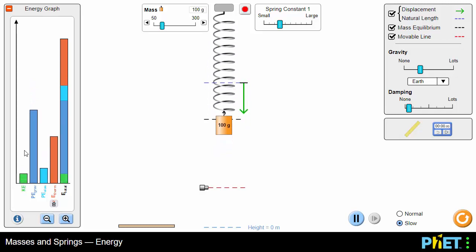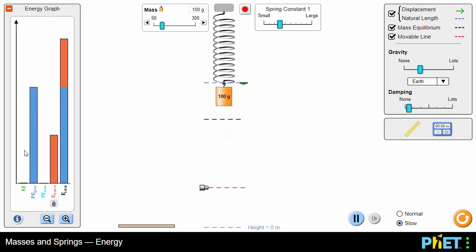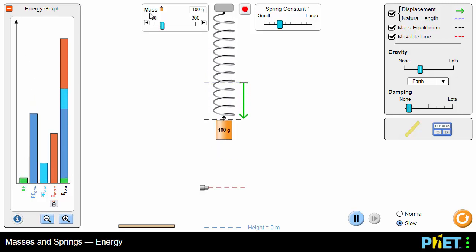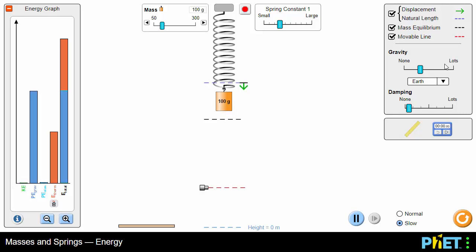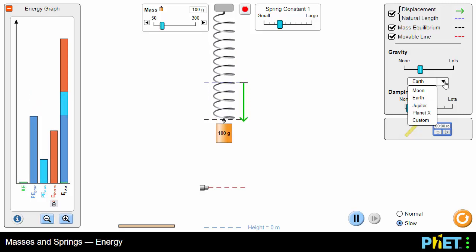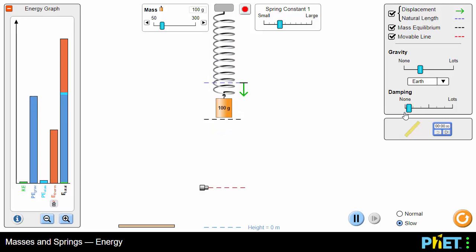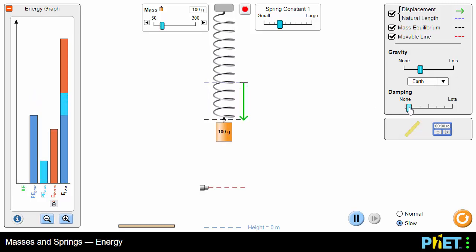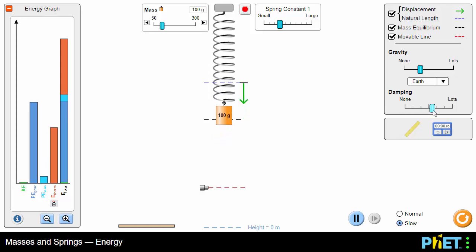Now, there are many other things you can alter with the simulation. You can change the mass, you can change the spring constant, you can change gravity. There are presets, we're looking at Earth at the moment, but there are others. And of course, you can change the amount of damping in the system. And you can do that dynamically. If I change it now, let's damp out the motions altogether. And you can see the system coming to rest about the mass equilibrium line.